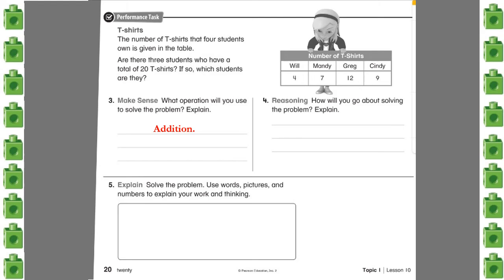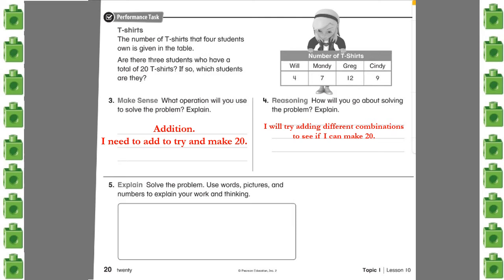Now for number 4, it says reasoning. How will you go about solving the problem? Well, there are a couple of ways to do it, but really the only one that makes sense is to try different combinations of 3 students. So I will try adding different combinations to see if I can make 20. Now your answer doesn't have to have these exact words. It might be something a little bit different and it could still be correct.